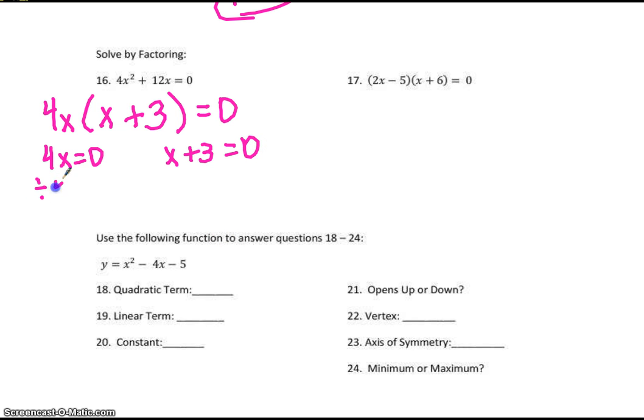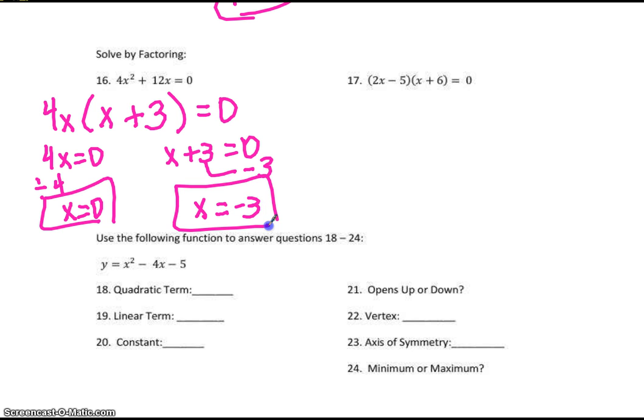We're going to divide by 4 on this one and get x equals 0. That's one of my answers. We're going to bring the 3 over and subtract it and get x equals negative 3. That is the other answer.